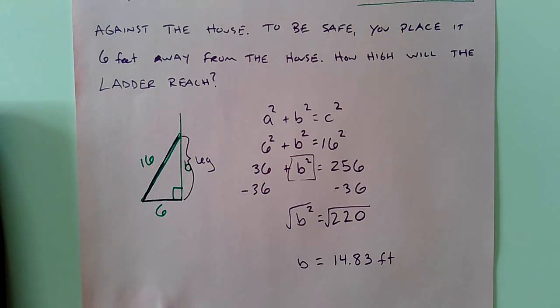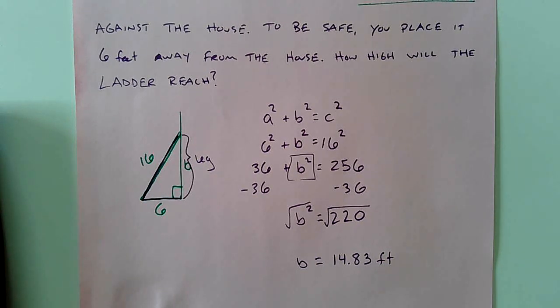So how high will that ladder reach up? It will reach up about 14.83 feet on the house. And that is two examples of using the Pythagorean theorem and applying it to a situation.